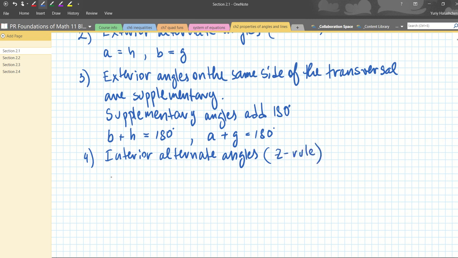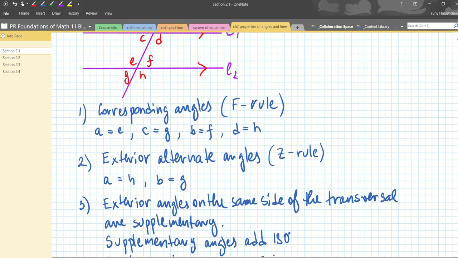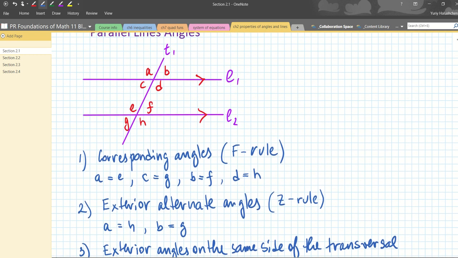So all we're going to say here is that C equals F and E equals D. Okay, so now we have interior alternate, but we also can have interior angles on the same side of the transversal. So in that case, we're going to have angles such as C and E, D and F. And just like with the exterior angles, when you add these two, they will add to 180 degrees. So these are also going to be supplementary angles.